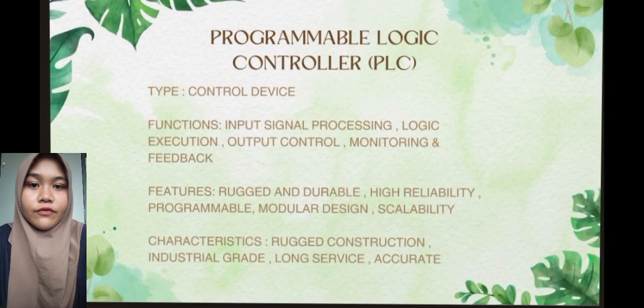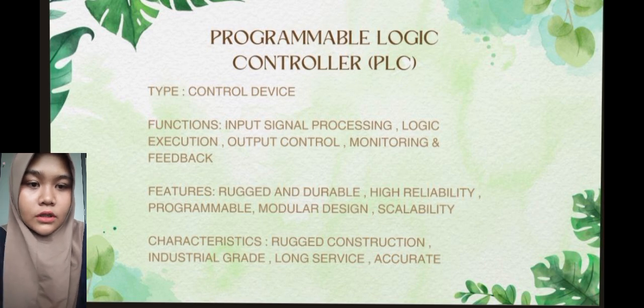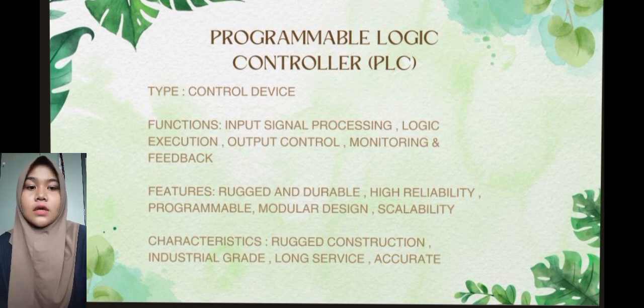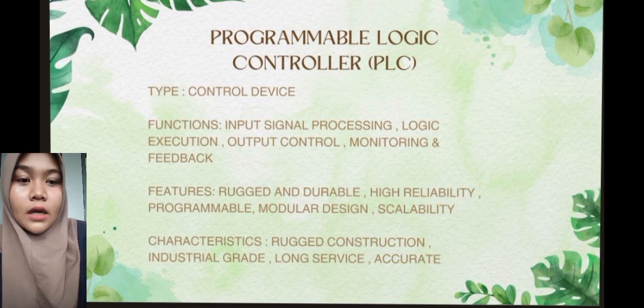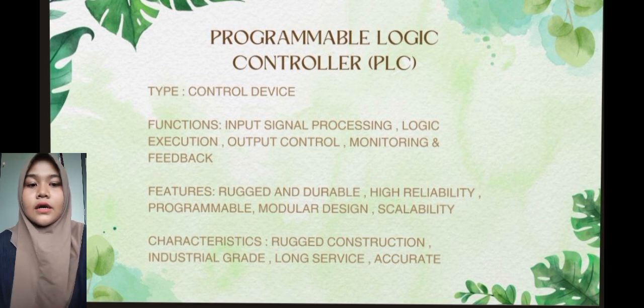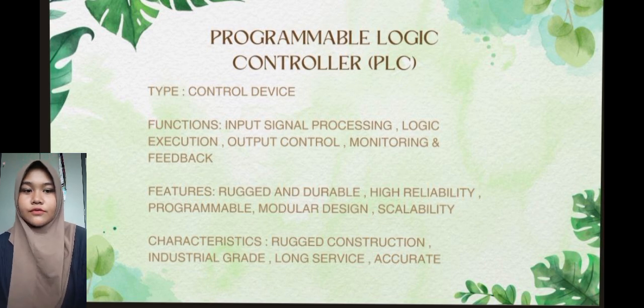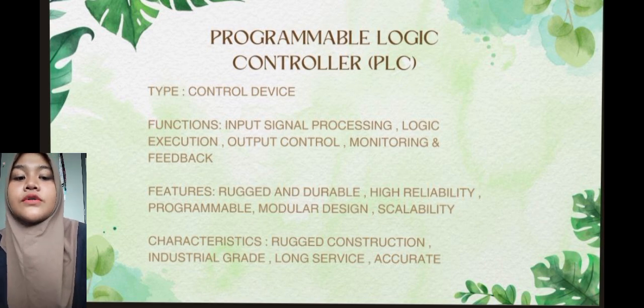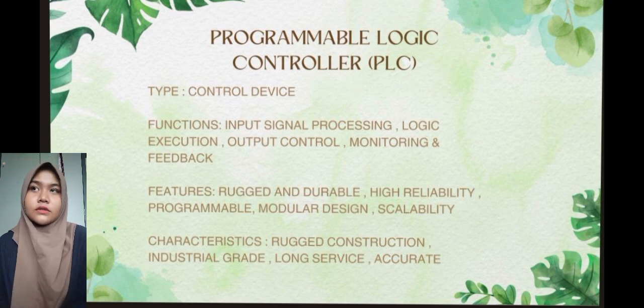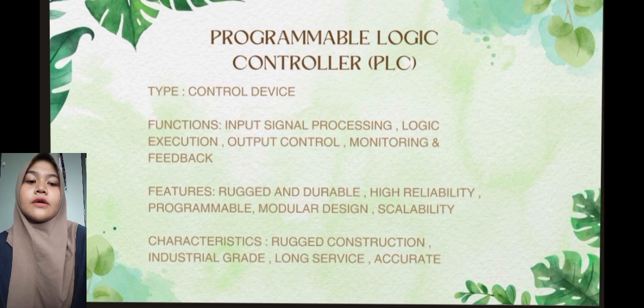The main function of a programmable logic controller or PLC is to control machines and processes automatically. A PLC works by receiving signals from input devices such as sensors and switches, then processing the information based on the program stored inside it. After that, the PLC sends output signals to control devices like motors, lights, or alarms.